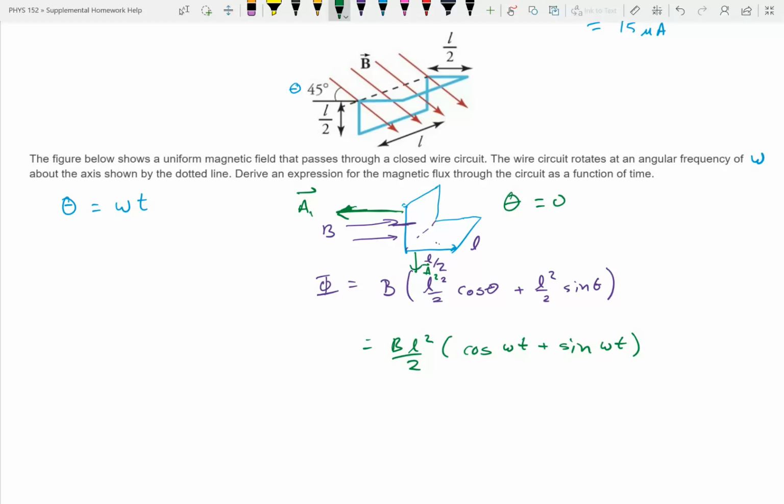Now you can combine cosine omega t plus sine omega t. You come up with a sinusoid that's at 45 degrees and it has a different magnitude. But I'm happy to leave it right there. Okay. So that's the flux as a function of time.